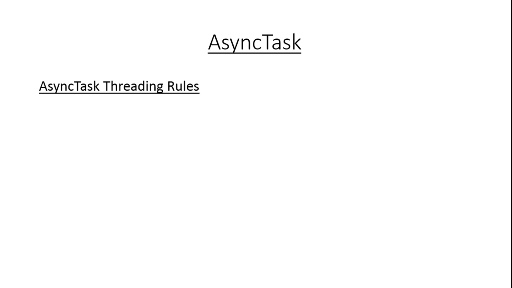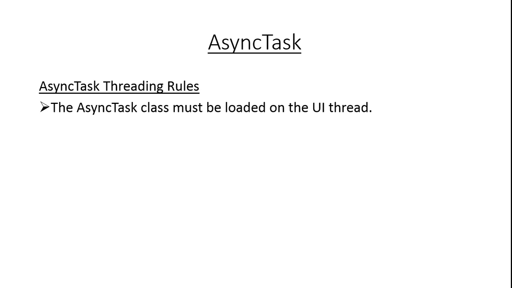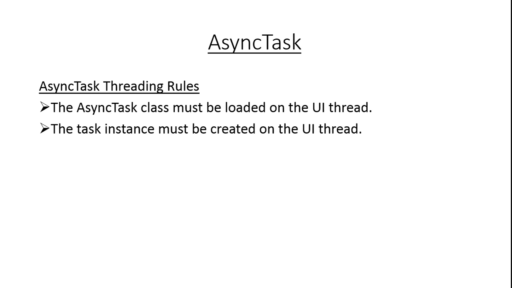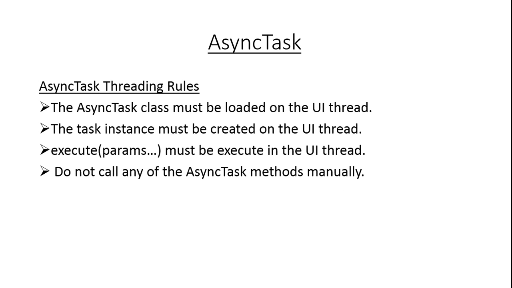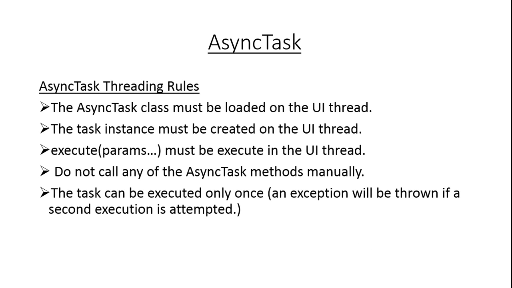You must follow some threading rules while using AsyncTask. The first rule is the AsyncTask class must be loaded on the UI thread. The task instance must be created on the UI thread. The execute method must be executed within the UI thread. Do not call any of the AsyncTask methods manually. The task can be executed only once. An exception will be thrown if a second execution is attempted. These are the basic threading rules while working with AsyncTask.